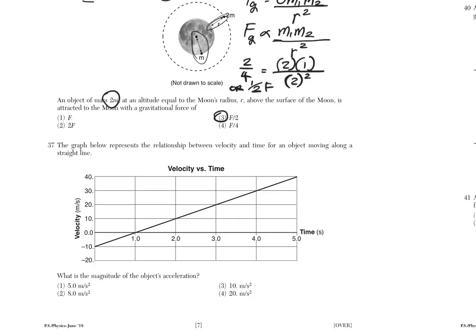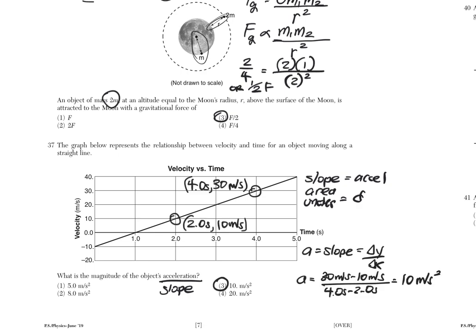Okay, we have a velocity versus time graph. I know that the slope of a v versus t graph is equal to the acceleration, and the area under is equal to how far it goes. It asks, the graph below represents the relationship between velocity and time. What is the acceleration, which we just said? It is the slope. I can also see that the slope here is constant, so I can take any 2 points on this straight line to get the slope. And so when I take the slope of that line, I get 10 meters per second squared, and that's choice 3.